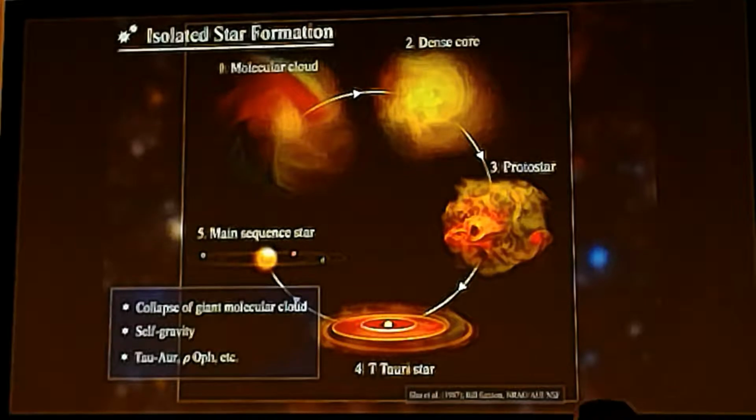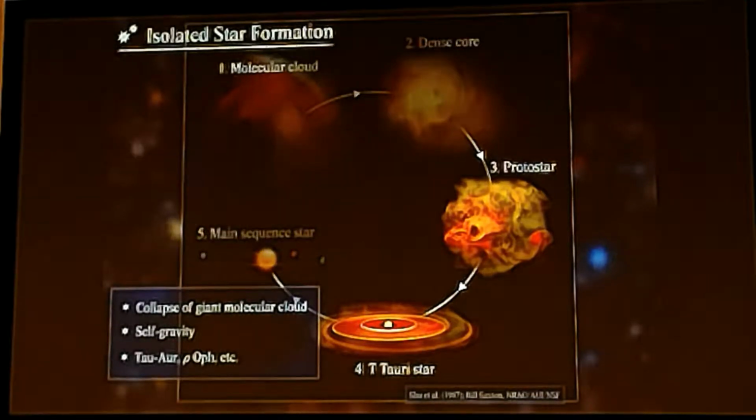Some regions where we see this large molecular cloud type of star formation are Taurus-Auriga, Rho Ophiuchus, and some other places. It's a pretty common way to form stars. We're going to be concentrating on these two stages of this whole picture today, so mostly T-Tauri stars, but possibly one protostar.